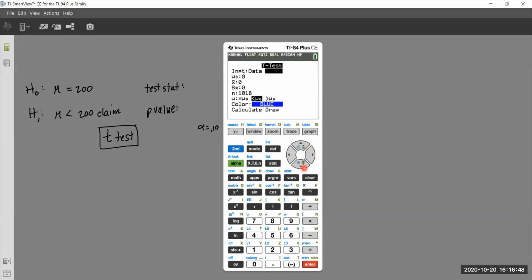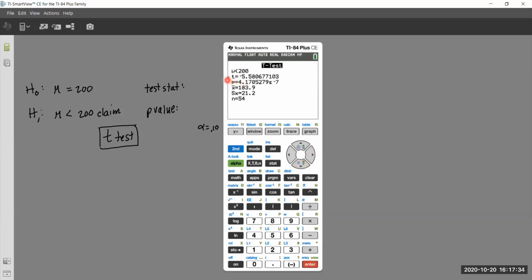So we have our statistics locked in. Now it's asking for mu sub 0, which is the mean in H0. Mu equals 200, so 200. The sample mean we wrote down, it was given to us in the problem, 183.9. The standard deviation was 21.2. And the sample size is 54. We're talking about a less than, which was already locked in on my calculator from the previous problem. And we'll go down to calculate.